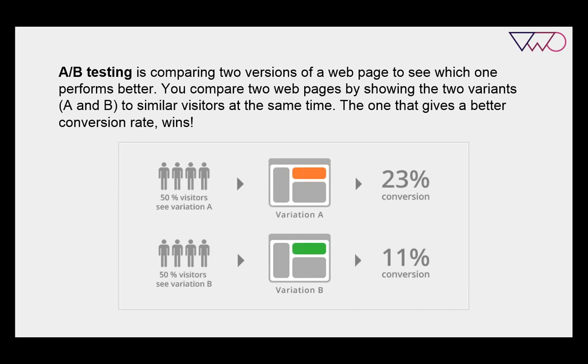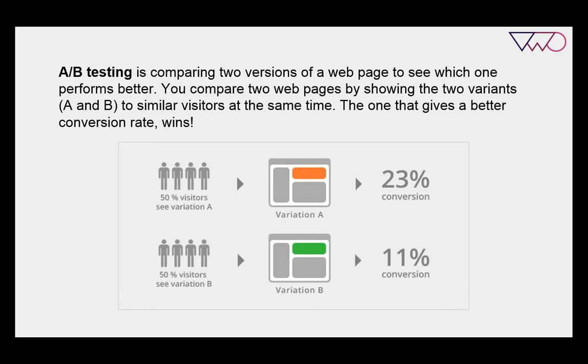So A/B testing is comparing 2 versions of a web page to see which one performs better. You can compare 2 web pages by showing the 2 variants to similar visitors at the same time. Let me give you a more detailed example. So on the screen you can see 2 web pages which are named as variation A and variation B. Now, variation A had an orange banner at the top right.